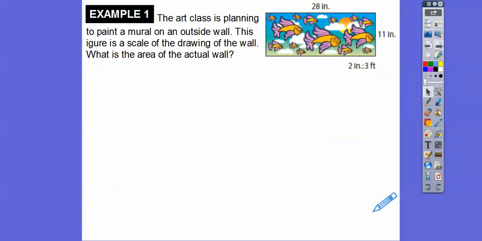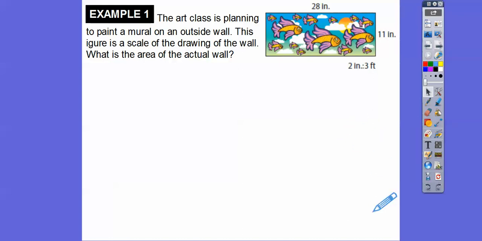So here this is a scale drawing of an art mural. Okay, so the art class is planning to paint a mural on the outside wall, and so the figure, whoops, I forgot my F. The figure is a scale drawing of the wall. So what is the area of the actual wall? Okay, all right. So let's get the dimensions first, you guys.